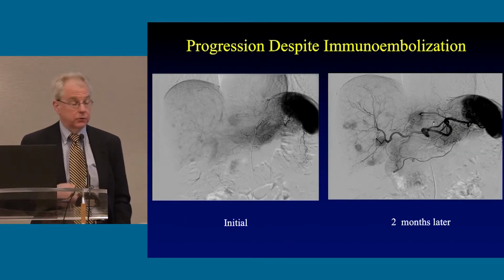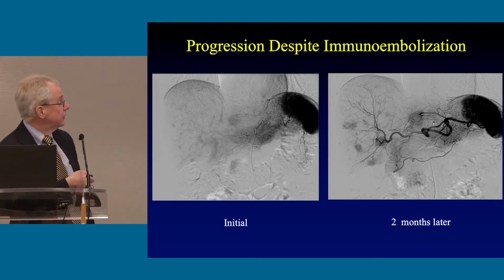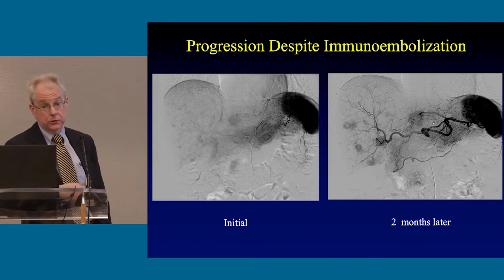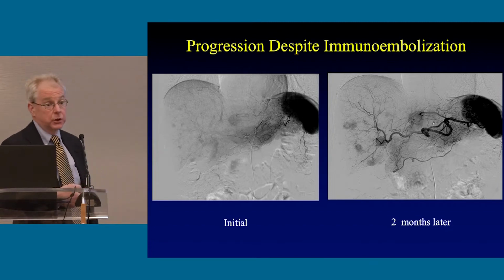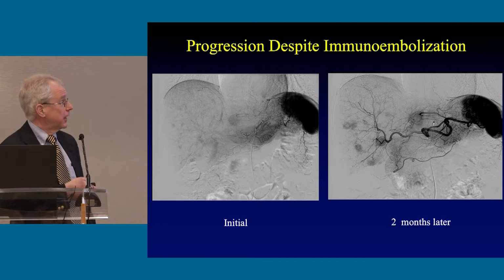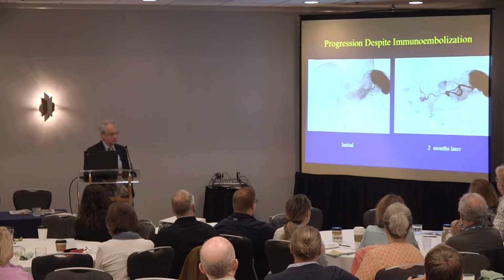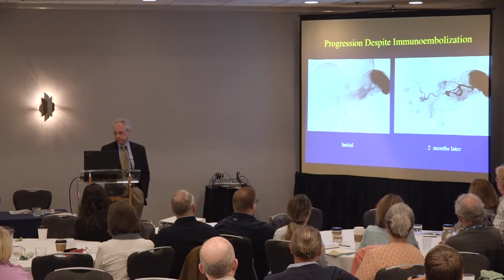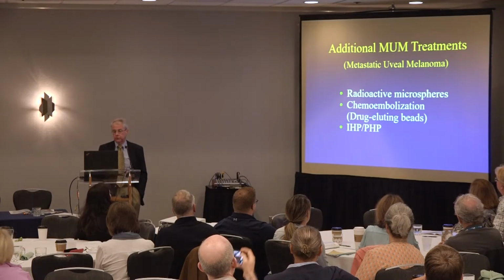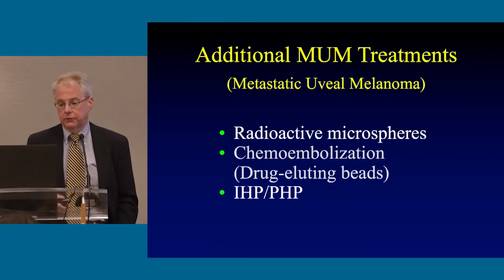Unfortunately, that doesn't work for everyone, and about a quarter to a third of patients initially treated with immunoembolization will progress despite that therapy. And here you can see where little dots in the liver turned into much bigger tumors. So let's go on to discuss some other treatments.